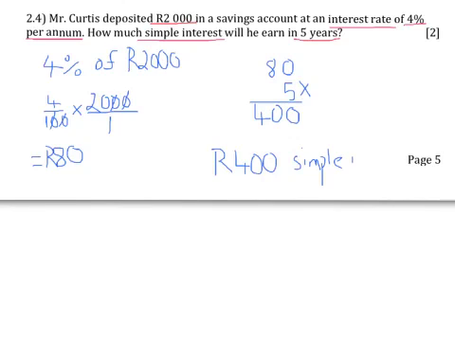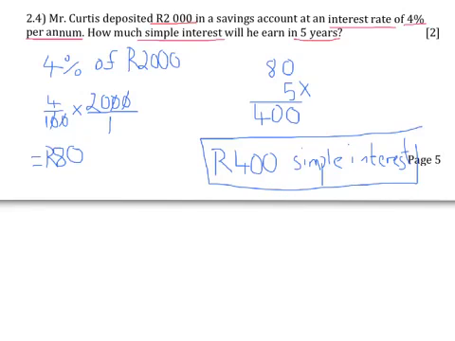And with these questions, you do have to be aware of the wording in terms of what they're asking you to do, because sometimes they'll actually ask you to not work out the interest. They'll ask you to work out how much will his investment be worth, or how much savings will he have, and then you'd have to add that 400 Rand to the initial 2,000 Rand. But in this case, it was just asking how much simple interest, and it's 400 Rand.